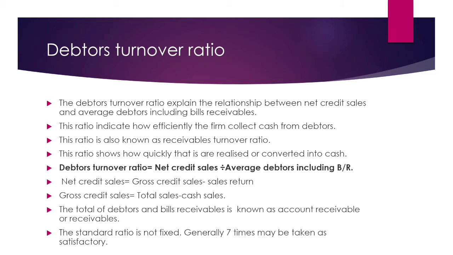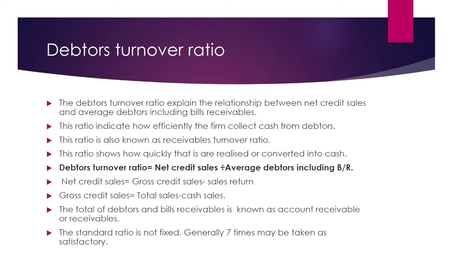Debtors turnover ratio is calculated from the following equation: net credit sales divided by average debtors including bills receivable. There are two components. First one, net credit sales. How to find out net credit sales? From the gross credit sales deduct the net sales return. Then gross credit sales is found out from the total sales by deducting cash sales. That is the equation: gross credit sales is equal to total sales minus cash sales. Then net credit sales is equal to gross credit sales minus sales return.